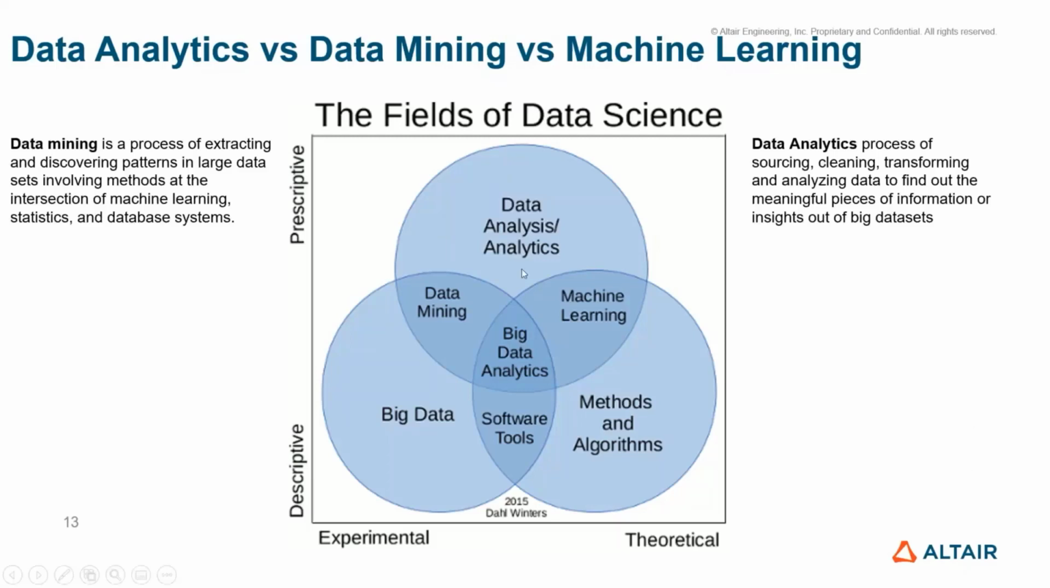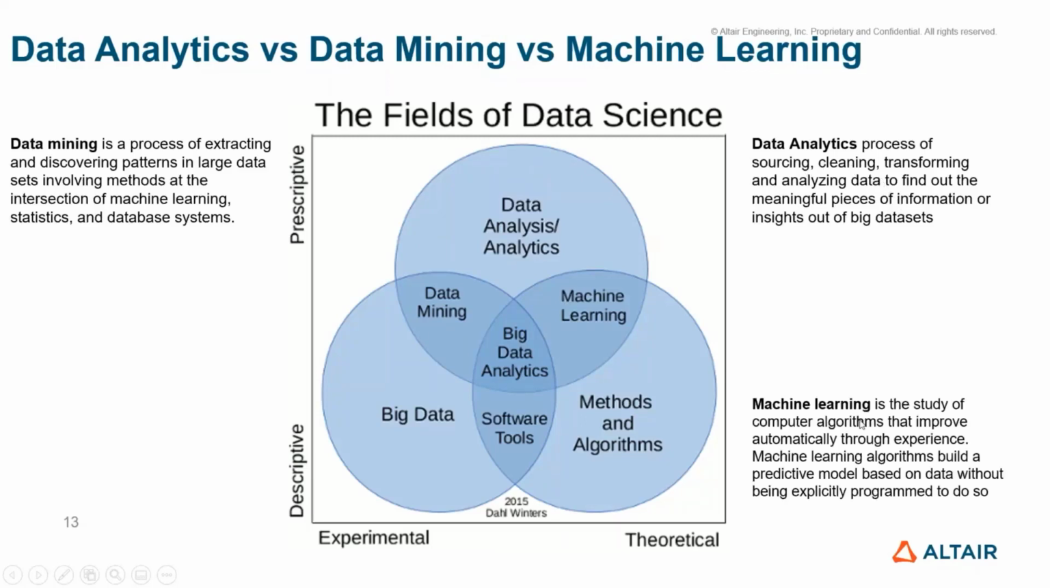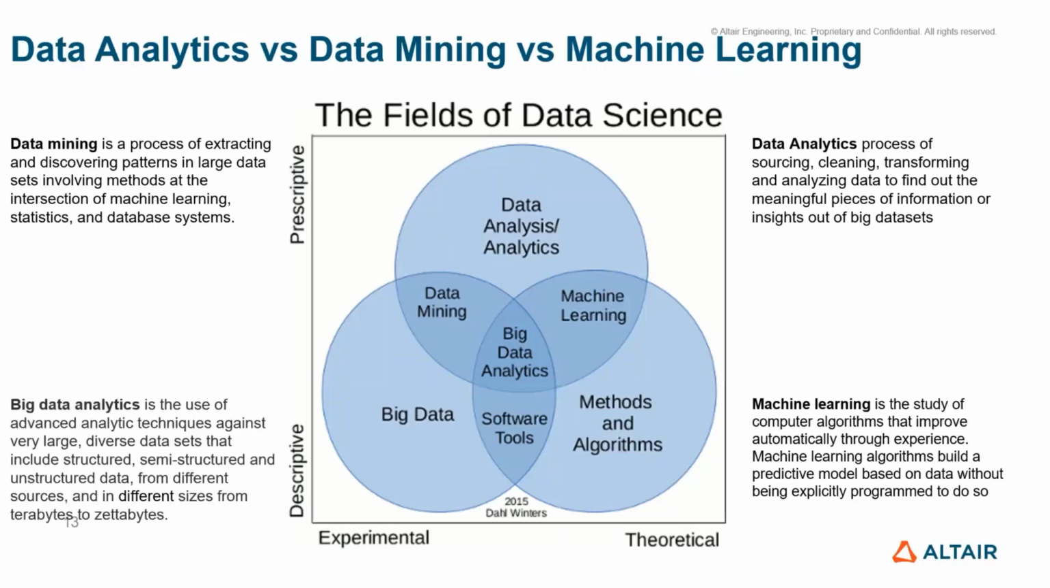And data analytics is the process of sourcing, cleaning, transforming. Means first, when you get the data, this is the first process. You have to clean, transform, analyze the data. Then you build different machine learning models. So that is the machine learning part, where there are different models you can build based on the business requirement. And the intersection of all is called big data analytics. So when you say big data analytics, the data is in the form of terabytes or zettabytes kind of.